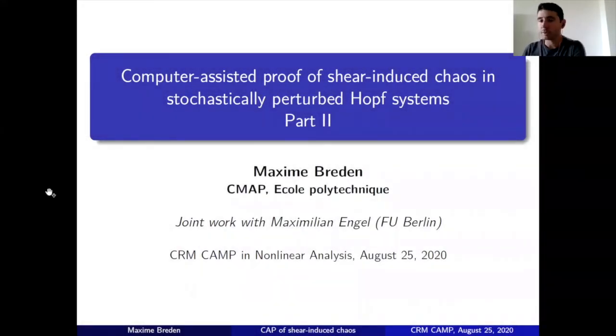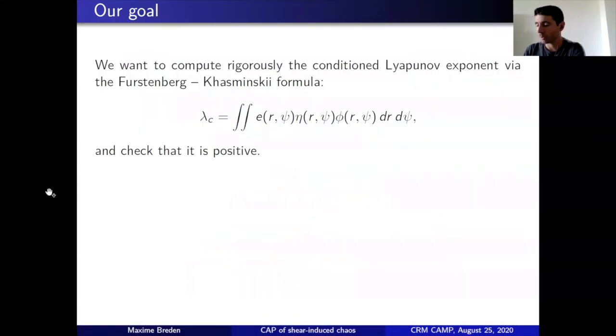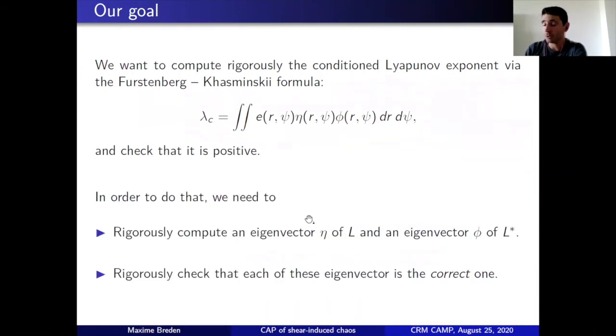So let me directly start where Maxi left us. The goal is to compute rigorously this Lyapunov exponent via this formula and eventually get a proof that it's positive for well-chosen parameters. For that, we need to rigorously compute eigenvectors of this Fokker-Planck operator L and L star. And we not only need to compute rigorously any eigenvector, but to check that we have the correct one, the one which corresponds to this quasi-stationary density.